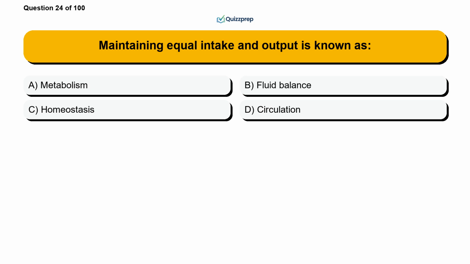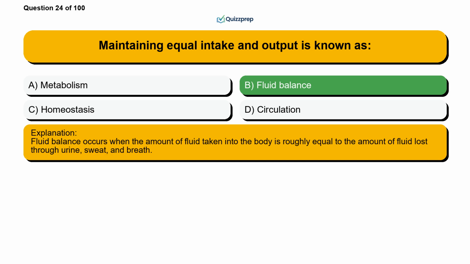Question 24. Maintaining equal intake and output is known as Option A, metabolism. Option B, fluid balance. Option C, homeostasis. Option D, circulation. The correct answer is Option B, fluid balance. Fluid balance occurs when the amount of fluid taken into the body is roughly equal to the amount of fluid lost through urine, sweat, and breath.